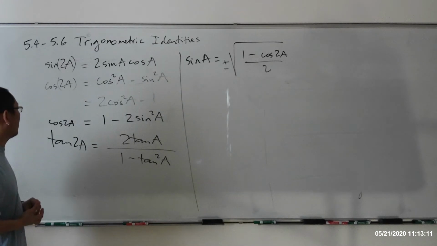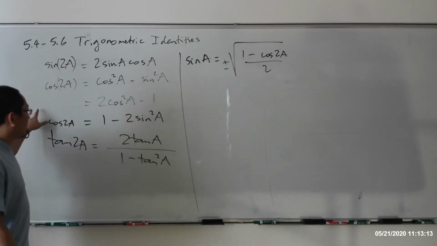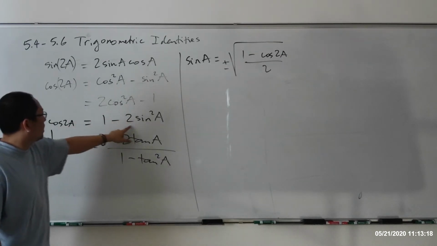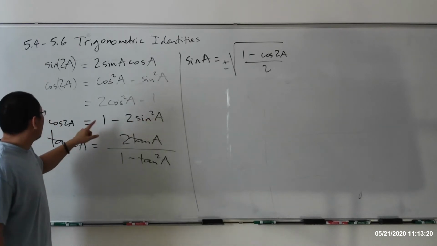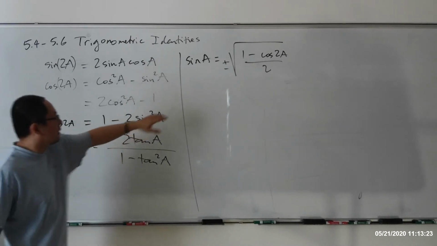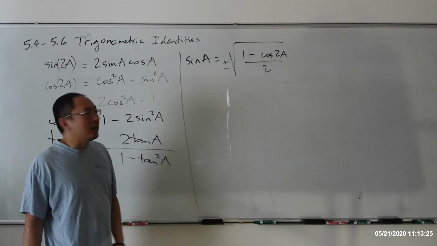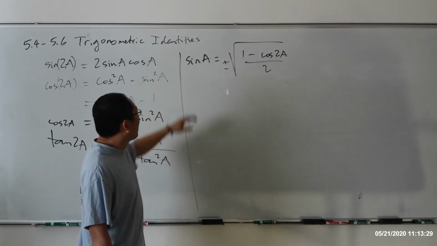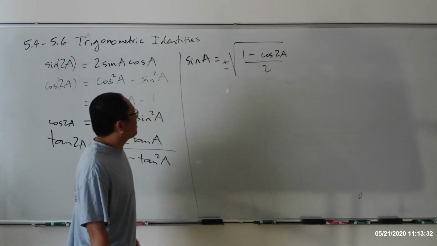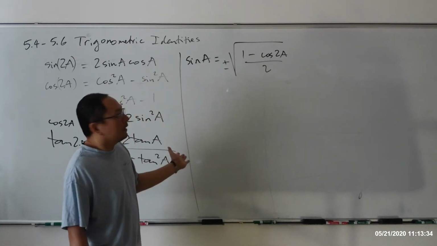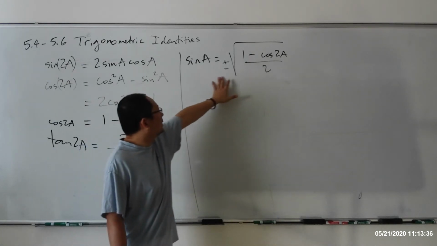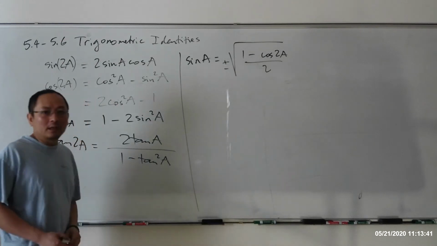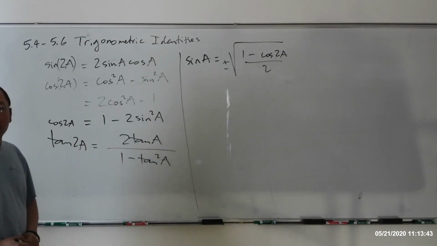So what did I do? Bring the 2 sine square A over here, minus cosine of 2A. So 2 sine square of A equals 1 minus cosine of 2A, and I take the square root, so I get a plus or minus sign in front. And what does the plus or minus sign mean? That means that if the angle A is in quadrant number 1, then it's going to be plus, right? If angle A is in quadrant number 2, it's going to be minus.